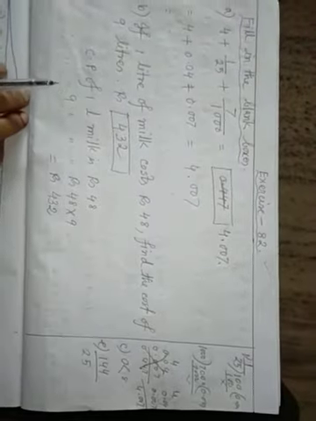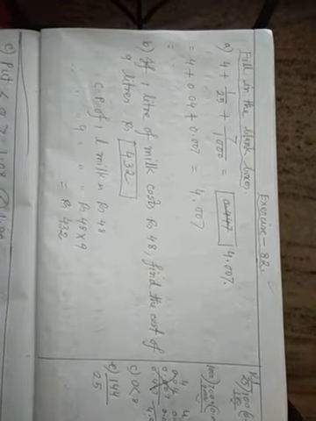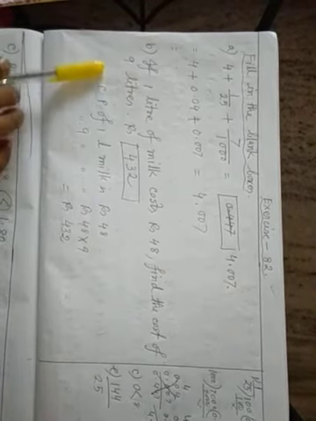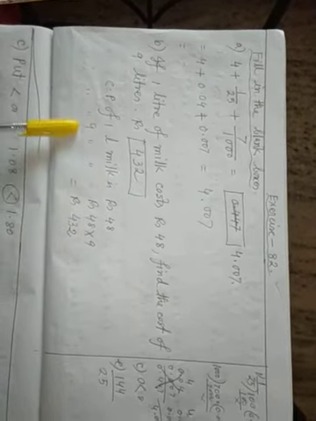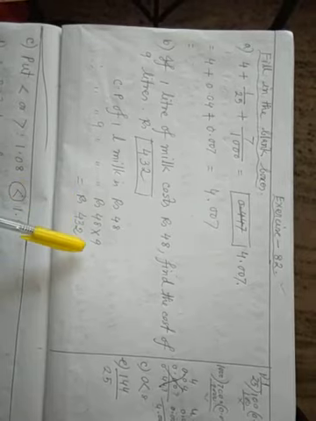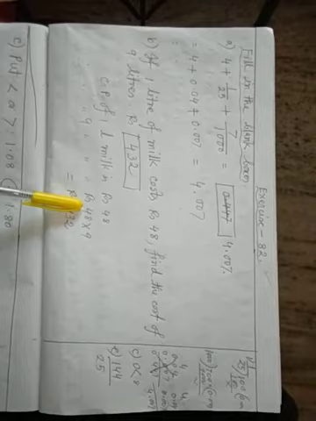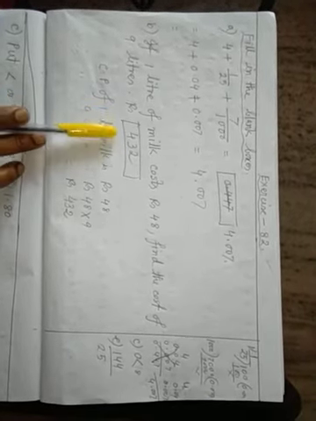Answer 4.047. B, if 1 liter of milk costs rupees 48, find the cost of 9 liters. So cost price of 1 liter milk is 48, cost price of 9 liter milk is 48 into 9, rupees 432. 8 9 is 72, 7 carrying, 4 9 is 36, plus 7 is 43. Okay, then rupees 432.